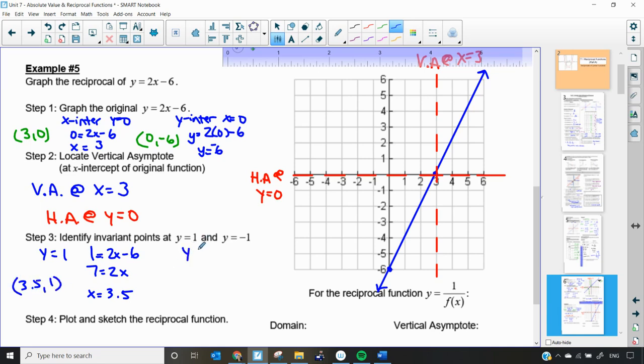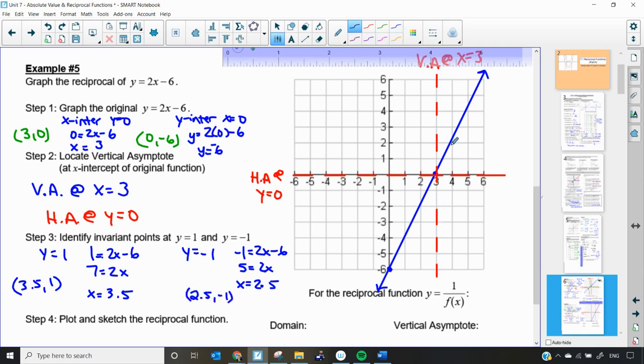And then at y equals -1, that's -1 equals 2x minus 6. Add 6 to both sides, and we have positive 5. 5 equals 2x, divide by 2, and we have x equals 5 over 2, or 2.5. And so our other invariant point is happening at 2.5 comma -1.